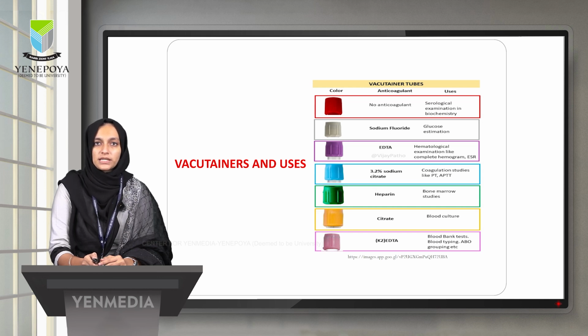Then 3.2% sodium citrate, that is light blue color, is used for coagulation studies, that is PT and APTT. Then the next one is heparin, that is the green color tube, used for bone marrow studies. Then citrate is used for blood culture, and EDTA is used for blood bank tests, that is blood typing, ABO blood grouping, etc. So we'll move on to the order of draw of blood.